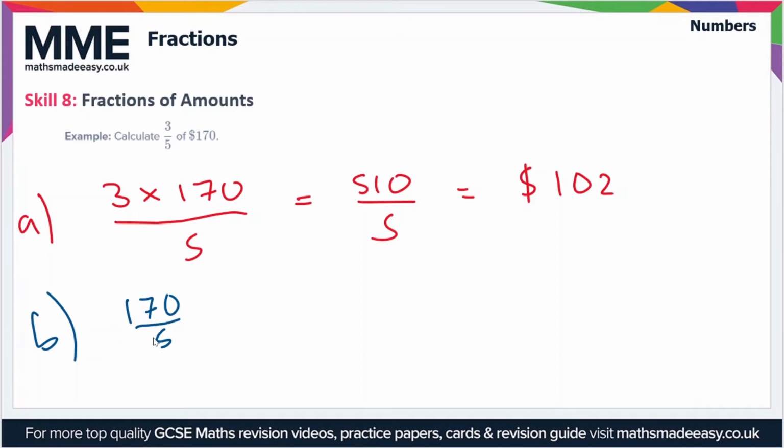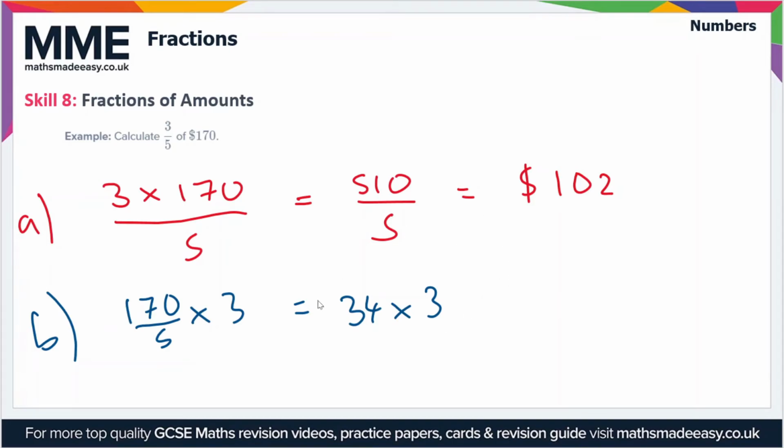Now this might be preferred if you're dealing with large numbers, so you don't want to multiply two large numbers together. So this will give you a smaller number, which you can then multiply. So we divide this by 5 and then times by 3 afterwards. So this looks like 170 over 5, which is 34. And then we multiply 34 by 3.